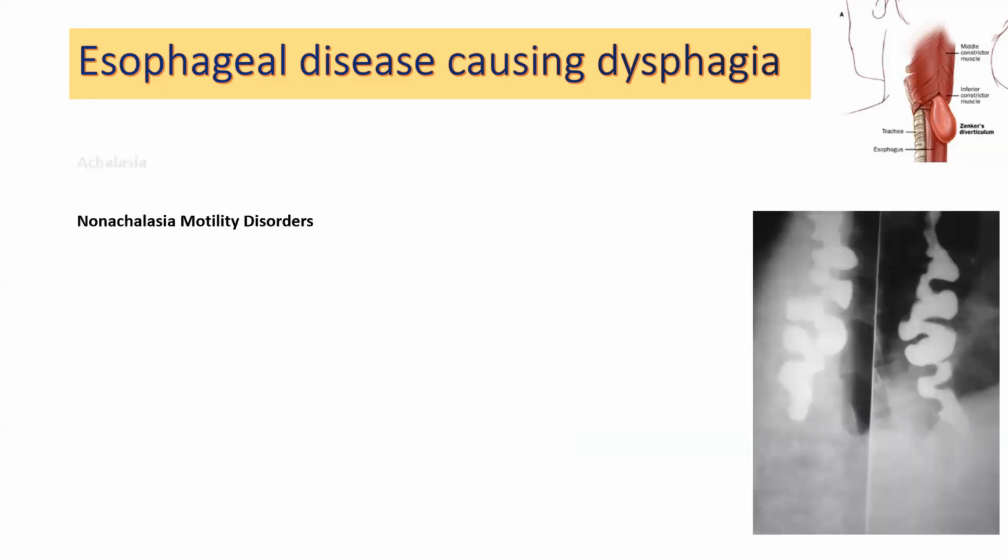What are the non-achalasia motility disorders? We see here the corkscrew presentation in the esophagus, where there is no achalasia, but the whole esophagus is disturbed, meaning there is abnormality in the esophagus.